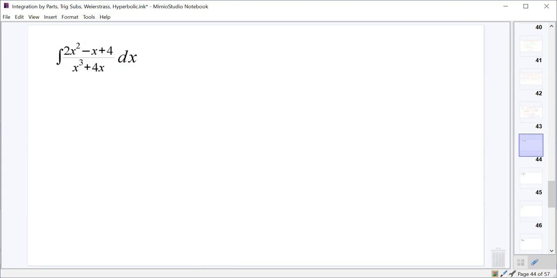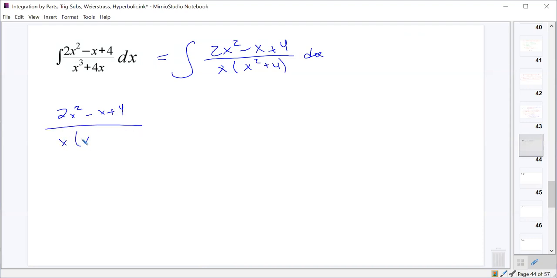Let's factor the denominator. What does the denominator factor to? Should be able to take out an x, right? x times x squared plus 4. Good or no? Yeah? Okay. And so now, as we separate this out to do our partial fractions, this one is a little bit different because we can't factor x squared plus 4 any further.